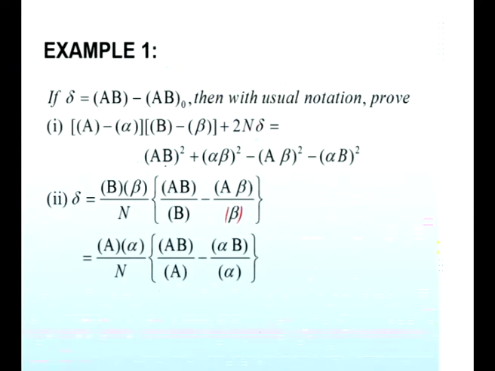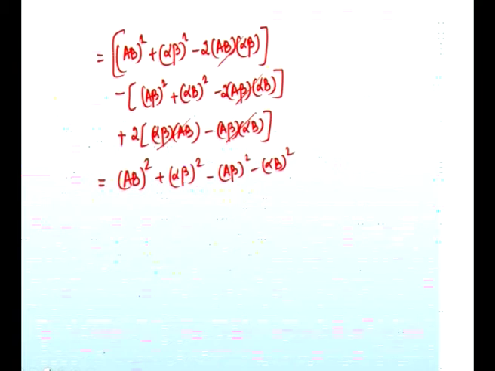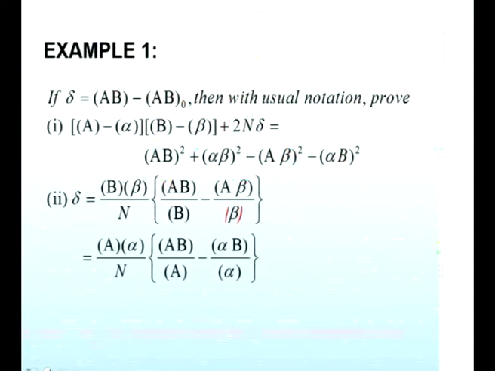Check. AB square, we had started with left hand side, and the right hand side to be proved is AB square plus alpha beta square minus A beta square minus alpha b square. And then we arrived at this, which is equal to right hand side, hence proved. Okay. Now we will derive the second one. What is the second one we have to derive?